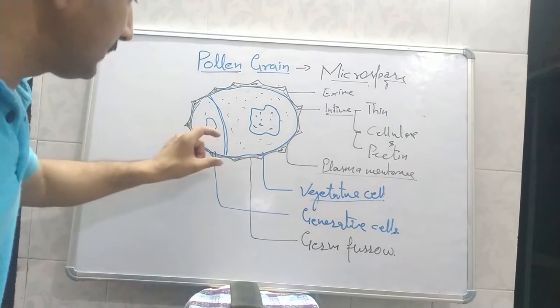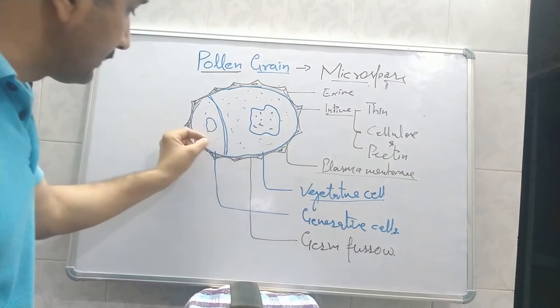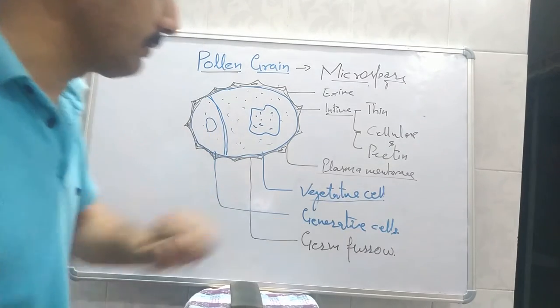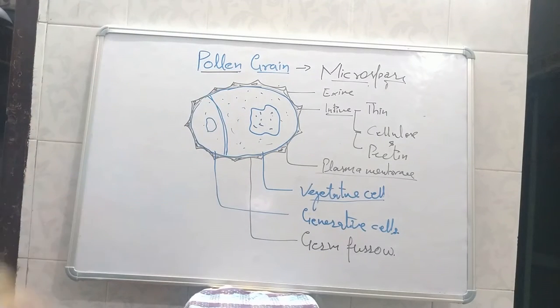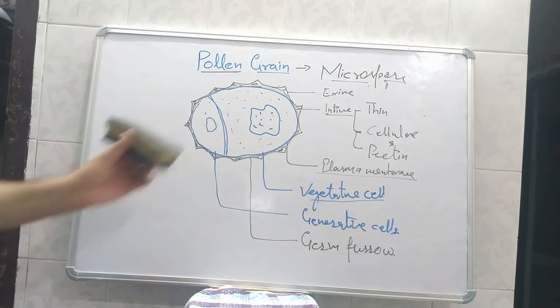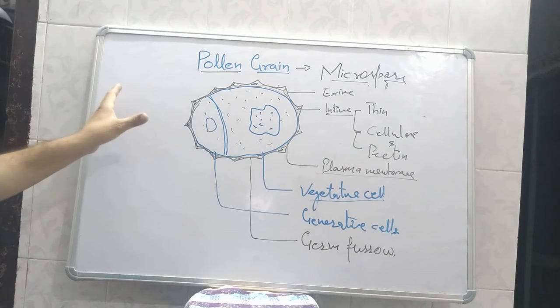हेलो स्टूडेंट्स, जब ये पोलन ग्रेन जर्मिनेट करते हैं तो this intine comes out through this germ furrow. So this is the structure of a pollen grain. And when this pollen grain, now in this condition, these pollen grains they shed from the anther.